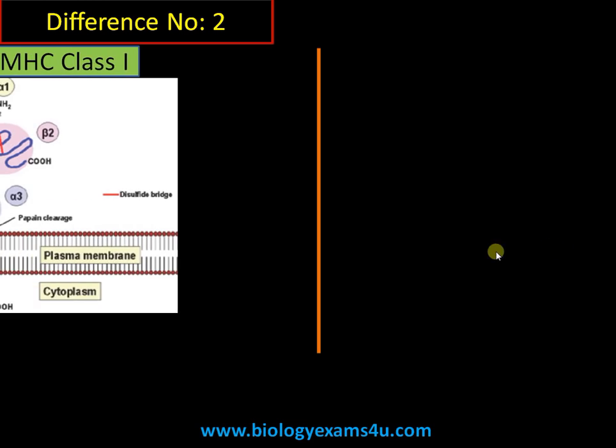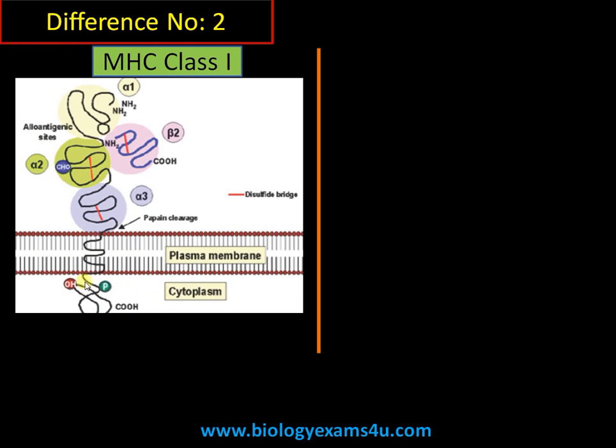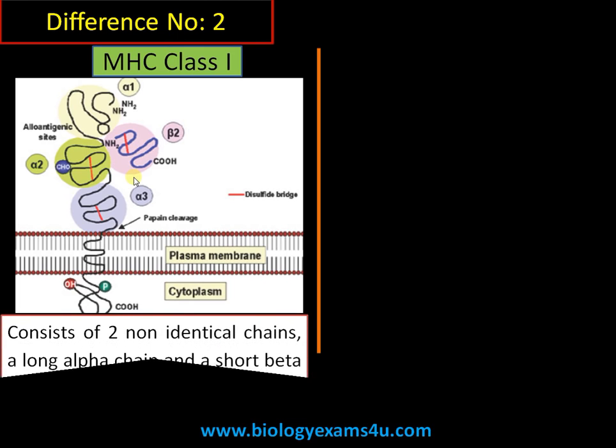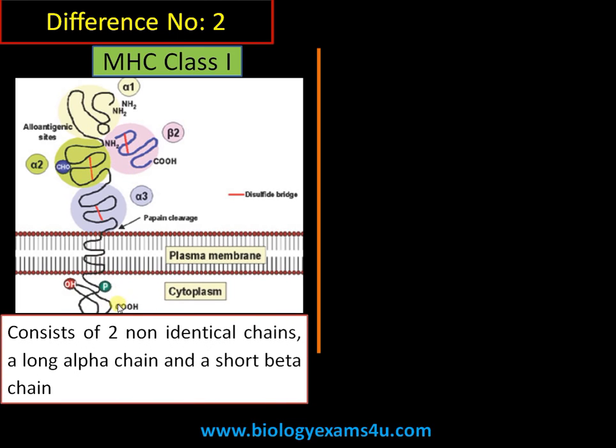Difference number 2. This is regarding the structure of MHC class 1. MHC class 1, as we mentioned, is a receptor. It's a heterodimer consisting of two polypeptide chains, an alpha chain and a small beta chain. The alpha chain consists of a cytoplasmic region, a transmembrane region, and an extracellular region that is responsible for binding with antigenic peptide. In the extracellular domain, there are alpha 1, alpha 2 and alpha 3 regions. The alpha 2 and alpha 3 regions are constant, whereas the alpha 1 region is a variable region that is responsible for antigen binding. And this is the beta 2 chain. It's very small in MHC class 1. It is called beta 2 microglobulin.